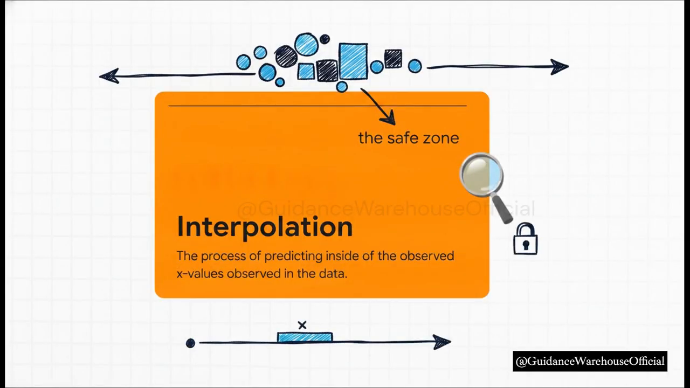Let's lock this definition in. Interpolation is your safe zone. It's the process of predicting inside the boundaries of the observed X values from your original data. When we predicted the final score for the student who got a 73, we were doing interpolation. It's safe and it's super reliable.